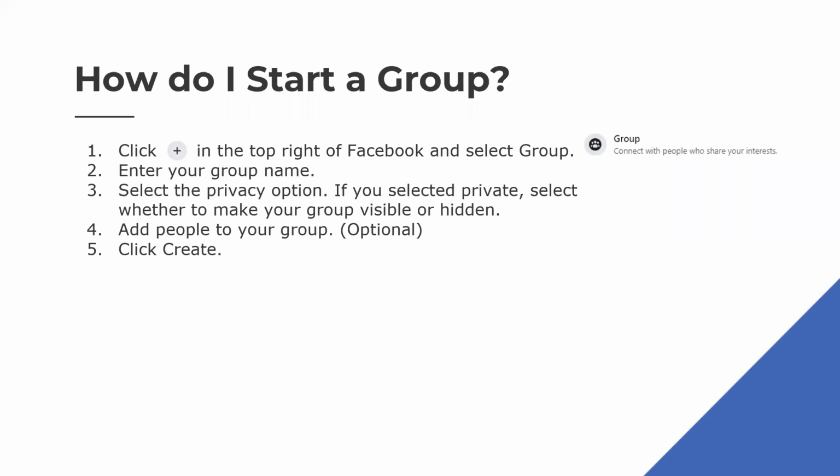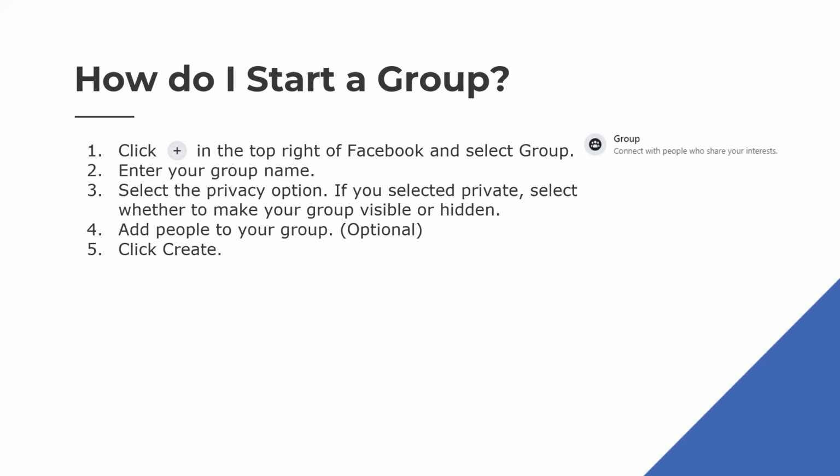It'll prompt you to enter your group name, and I like to add group onto the name so that you can make sure that everybody who's joining it or seeing posts for it understands where that information is coming from. Next, you can set up your privacy option. So there are two different kinds of groups. You can either have them public or you can have them private.